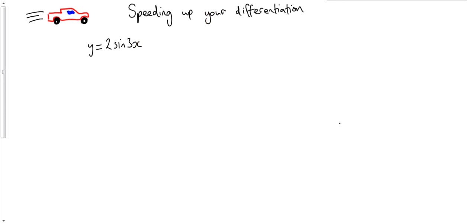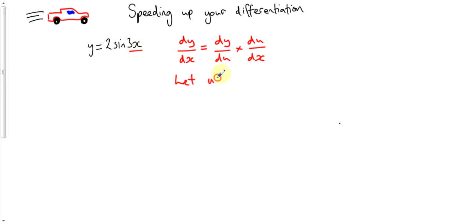Now it's entirely possible for you to use the chain rule, where dy by dx is equal to dy by du times du by dx. And I'm just going to do this using the chain rule so that you can see how it works. So first of all, you would make a substitution. In the case of this, we would say let u equal 3x, and that would mean that y is equal to 2 sine u.